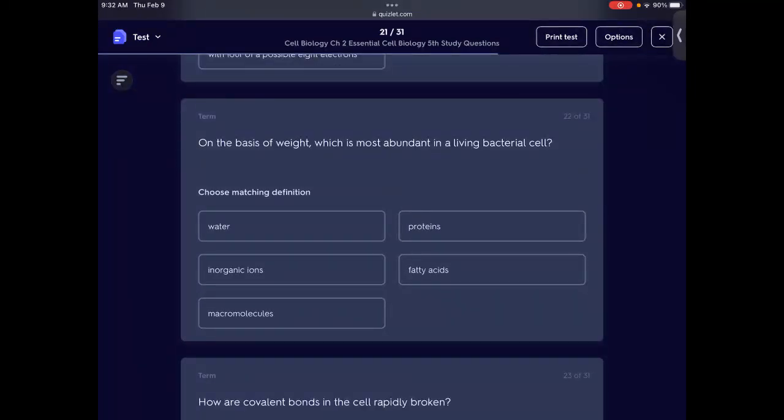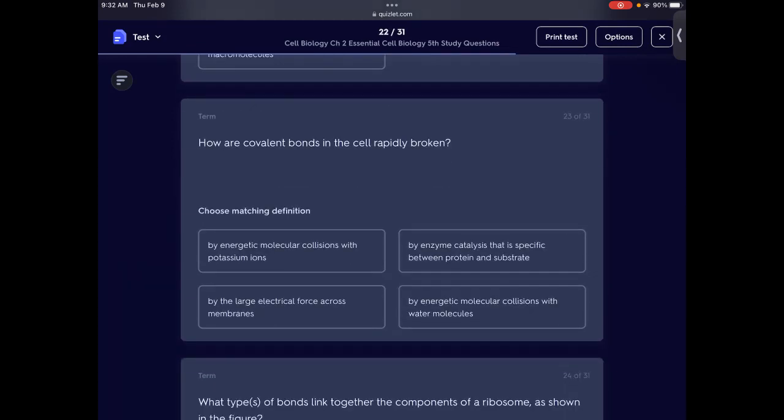On the basis of weight, which is most abundant in a living bacterial cell? Okay, this one is going to always be water.